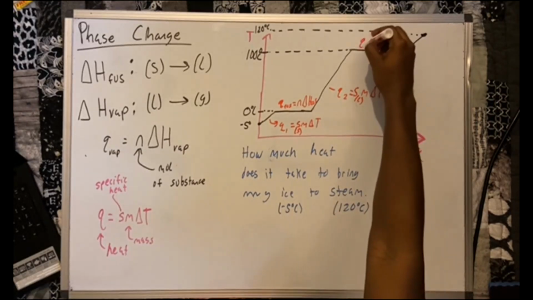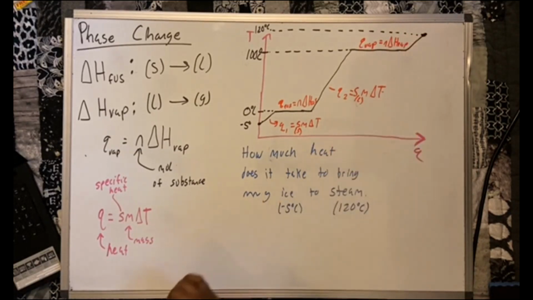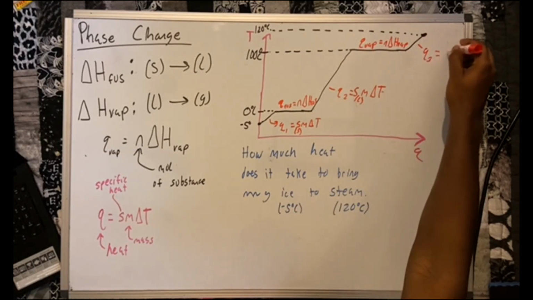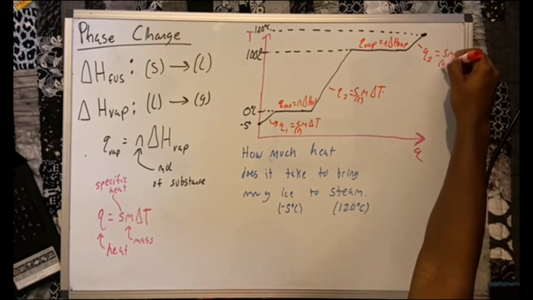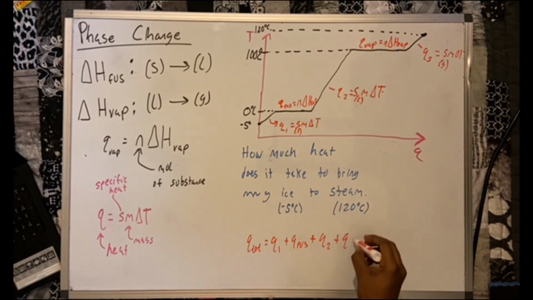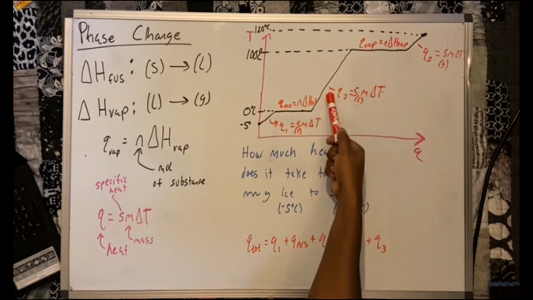Up here we get Q vap is nΔH vap. And then this guy, we basically just added up all these Q's after we calculated them. And this is of the gas. Right, and then we got our Q total. Q total is equal to Q1 plus Q fusion plus Q2 plus Q vaporization plus Q3, right? And all the problems aren't like that. This is like the worst one where it goes all the way through. You might have started in the middle here and then gone up, or in the middle and then gone down.